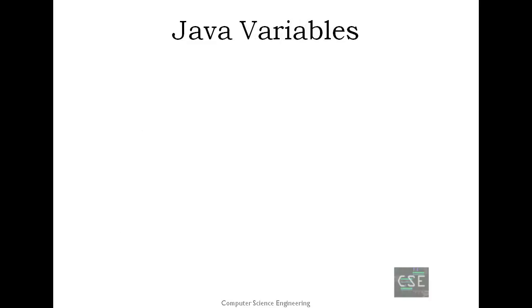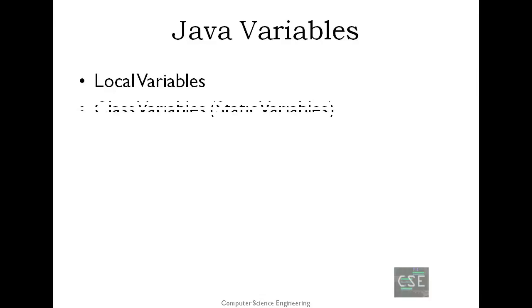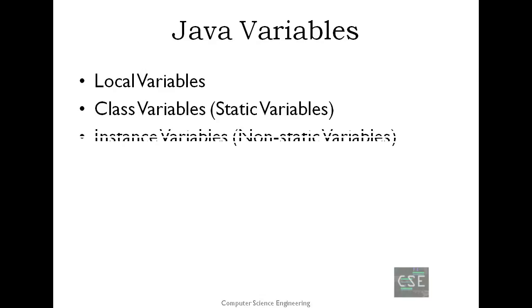Java variables. Following are the types of variables in Java: local variables, class variables, which are static variables, and the last one, instance variables, which are non-static variables.